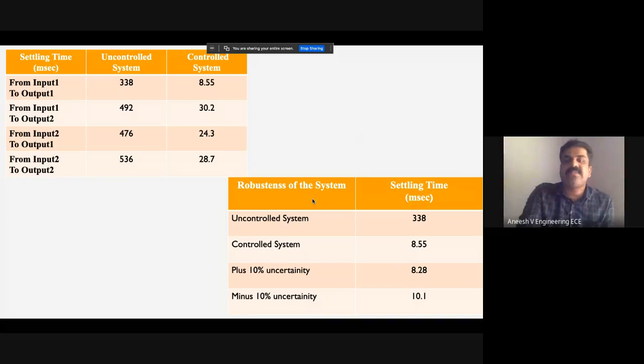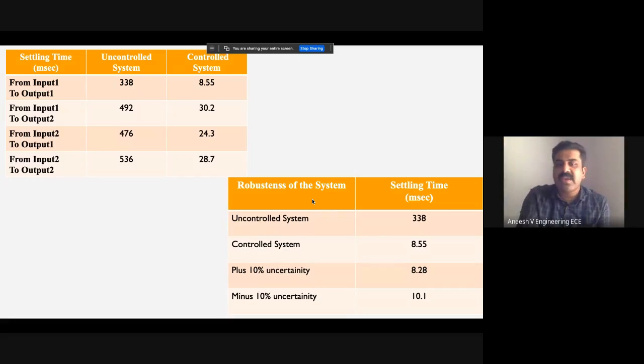Thus, we check the robustness of the system with 10% and minus 10% uncertainty. If you are checking robustness in a system, you know that you have a state equation, X dot equals AX plus BU. How can you add 10% and minus 10% uncertainty? You take 10% of the state matrix A. For the next system, you add A dash equals A plus 10% of A. In the second case, A double dash equals A minus 10% of A. With that, if your system achieves a settling time in and around the actual system's settling time, you can say the system has robust performance.